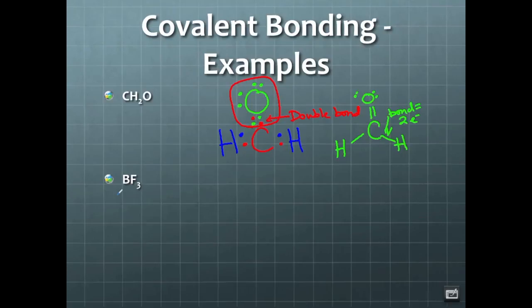All right, our last example is BF3. We've got to pick our central atom. We know we want our less electronegative, and fluorine is the most electronegative. Also, you only have one boron. So we're going to put B in the middle. We're going to put our fluorines around it. Then we're going to fill in boron's electrons. And then we're going to fill in all of fluorine's electrons. So we've got 7 on each.